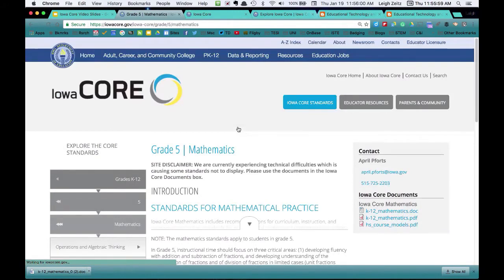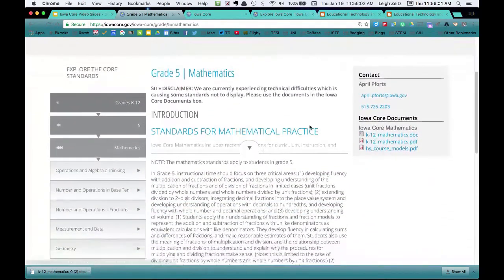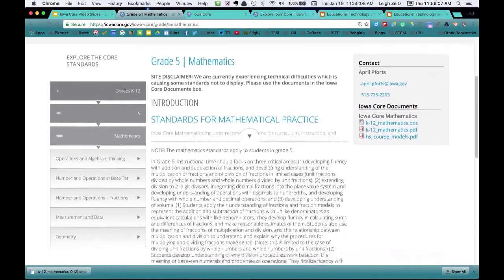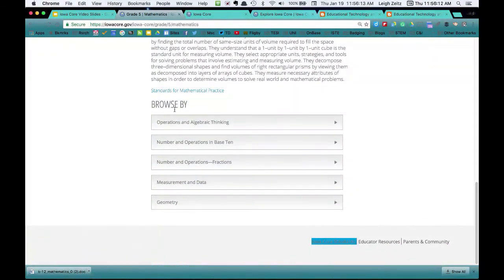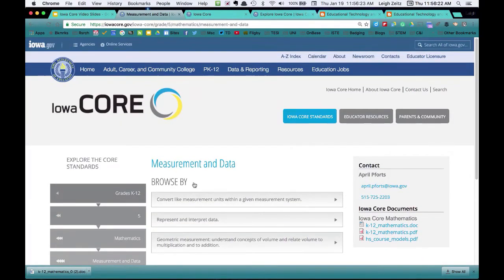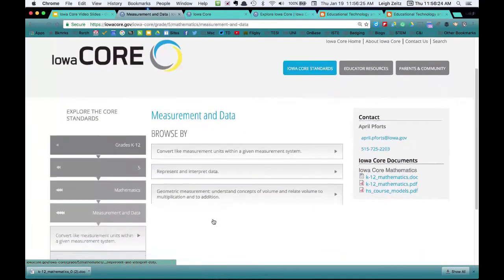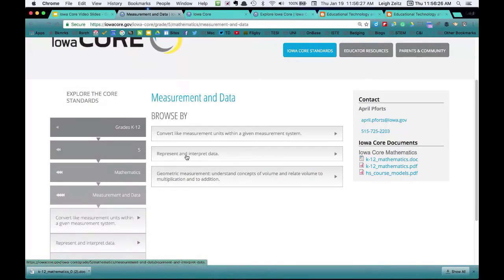If we go to mathematics, we can click in here and they talk about, if you want to see all the mathematics core information, that's over here in these PDF and Word documents. You should read through this area about the standards. And then down here at the bottom, we have the essential concepts and goals. So let's take a look at the measurement and data one. And if we go in a little bit deeper, we'll see that one of them has to do with representing and interpreting data. That's something that we want to do.